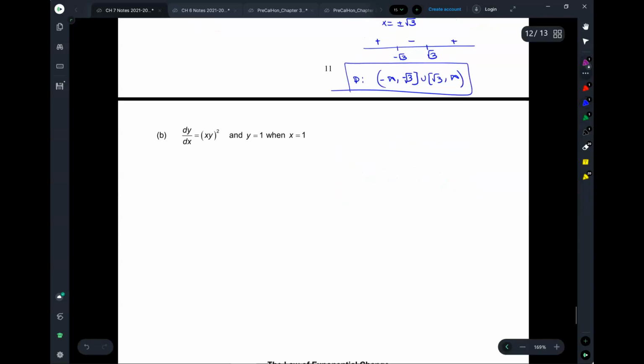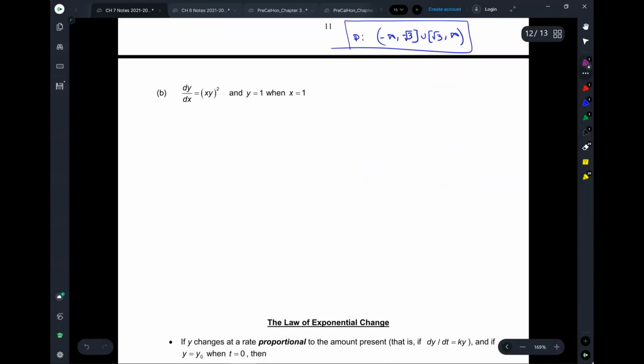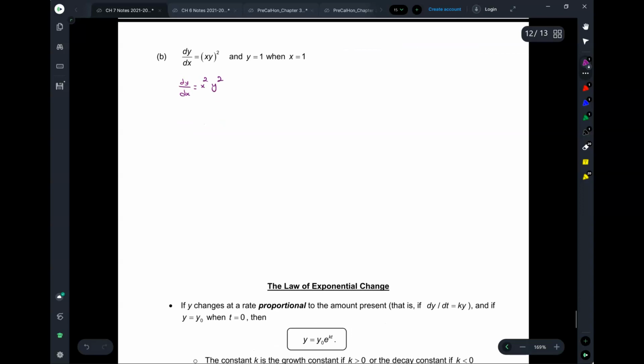Okay. So next, take a look at this one. Again, we've got to do some separation of variables. So dy dx is xy squared. In order to be able to separate them, you have to multiply this out. So dy dx is x squared y squared. Now I can bring the y squared over to the other side. So it'll be 1 over y squared dy is equal to x squared dx.